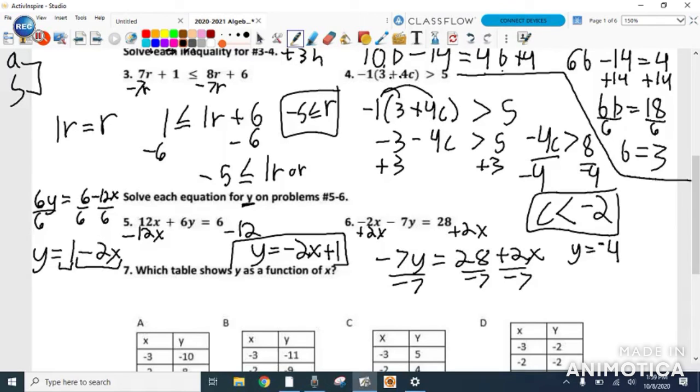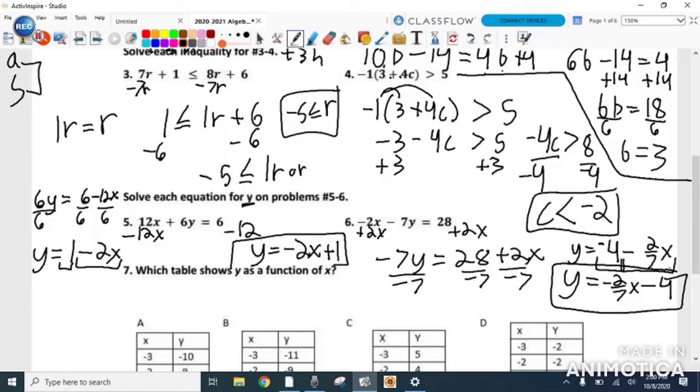Same thing over here. What's 2 divided by 7? I can't really do that. So what I'm going to do is I'm just going to write it as a fraction, 2 over 7. I had a positive and a negative, so it's going to be negative 2 over 7 x. Now my last step, all I have to do is flip my last term and my first term. So I had negative 2 over 7x. And then I had negative 4, so that's just going to be minus 4. And that is my answer.